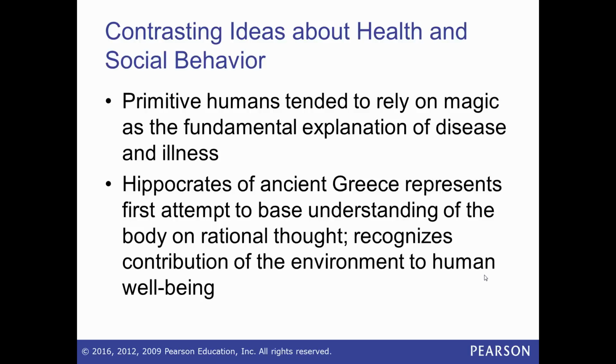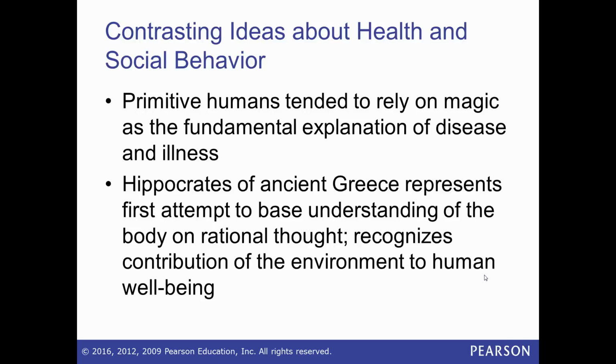Alright, so there's contrasting ideas about health and social behavior, which is to be expected, right? It's a long tradition with lots of people writing about it, lots of people studying it, and people have come to different conclusions. Now, a lot of this is, again, due to the history of all of this. So, we start with primitive humans. Hey, if we're going to talk history, let's talk about the primitive ones. They tended to rely on magic as the fundamental explanation of disease and illness. If you were sick, it's because you had ghosts in your blood or whatever, or you were cursed by a god.